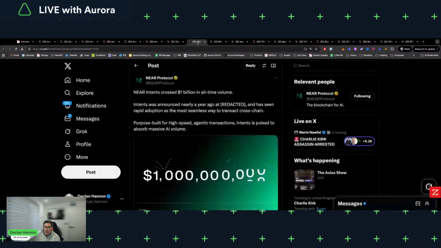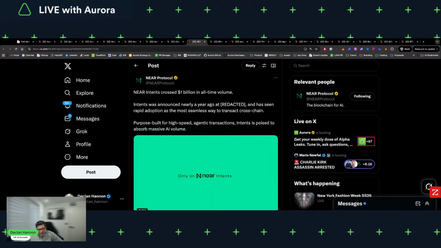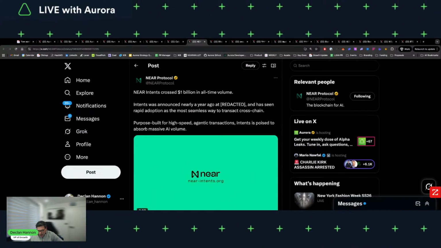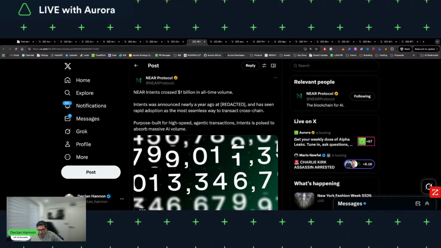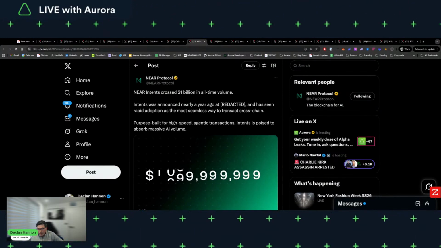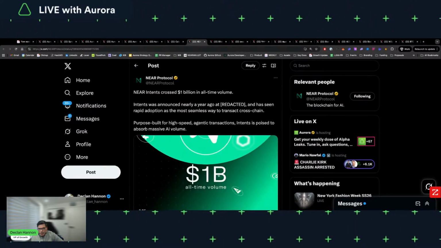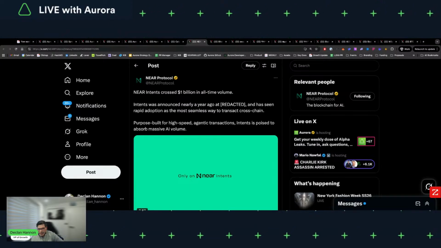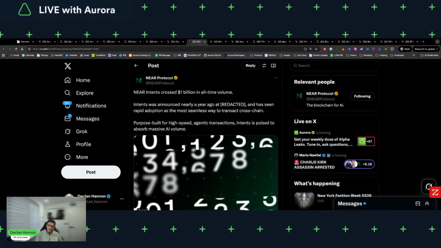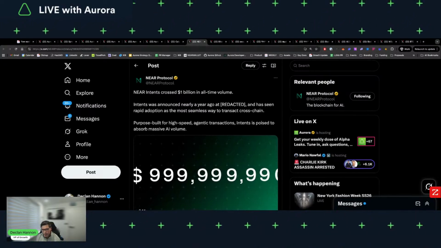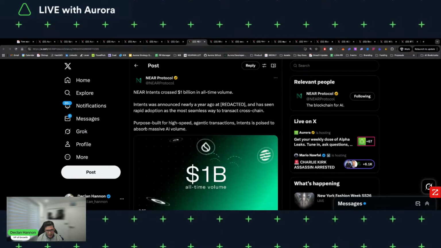Now, talking of Calyx and Near Intents, we hit a massive milestone this week. 1 billion all-time volume has been processed now in Near Intents. Given how short a period of time Near Intents has been running, I think this is a huge testament to just how simple and how easy Near Intents has made it to execute swaps and to deliver. So huge congratulations to the team, to the community, and to everybody that's been involved in Near Intents from its start.